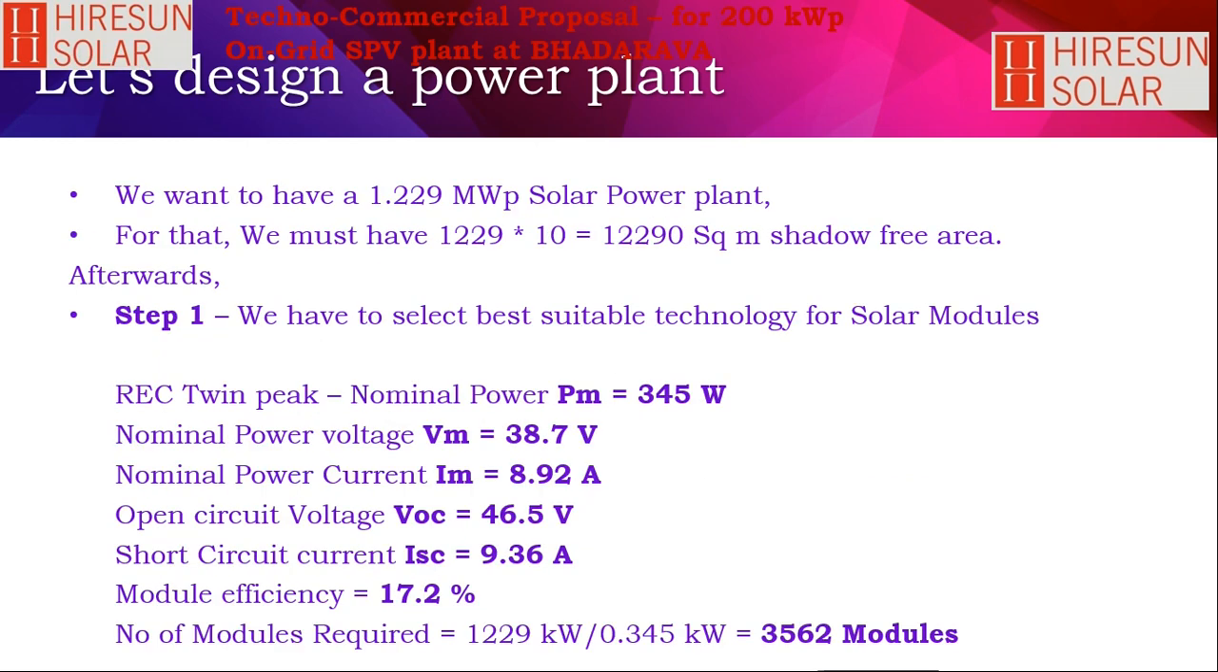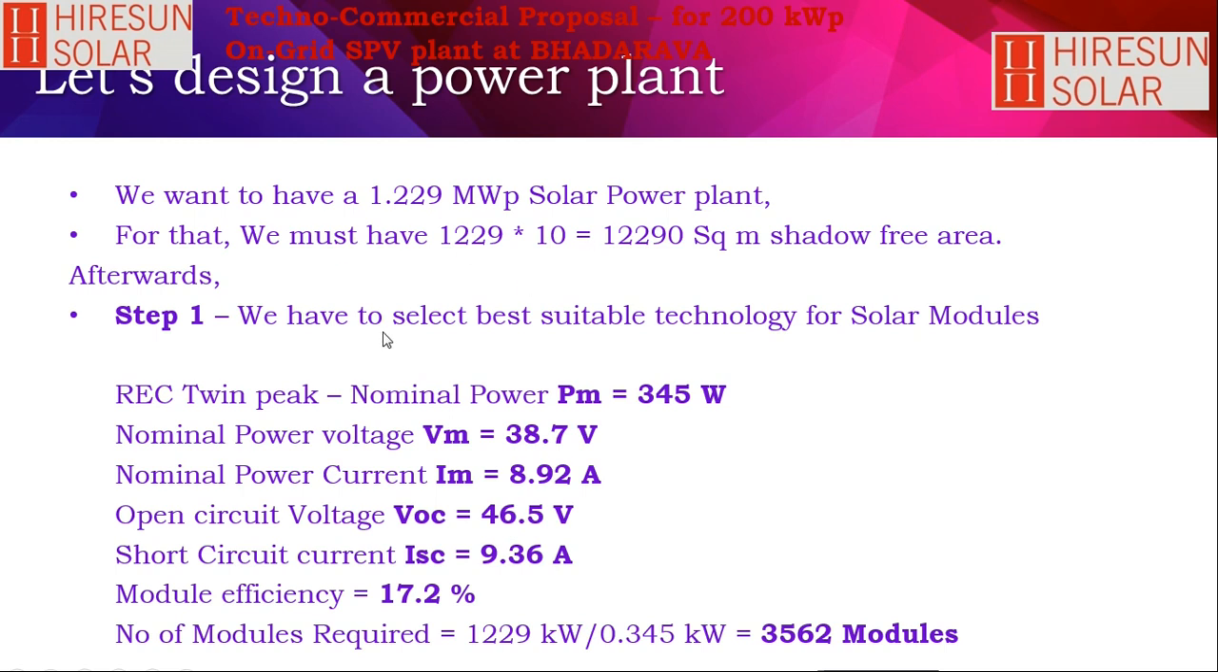So now we want to have this power plant. Again, in the same case, you need to design the same thing. At that time we are having 1.229 megawatt solar power plant, so we must have 10 times more area which is free from shadow. Otherwise we need to go for the shading analysis. If you are providing this much area, then we'll start with our step 1.